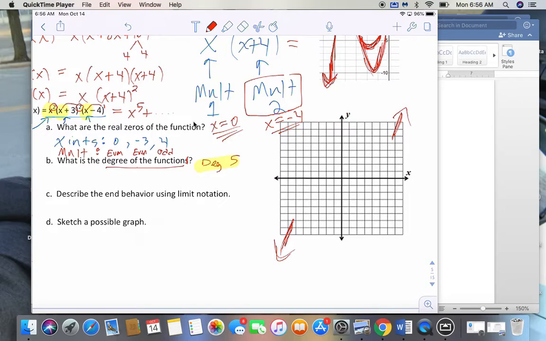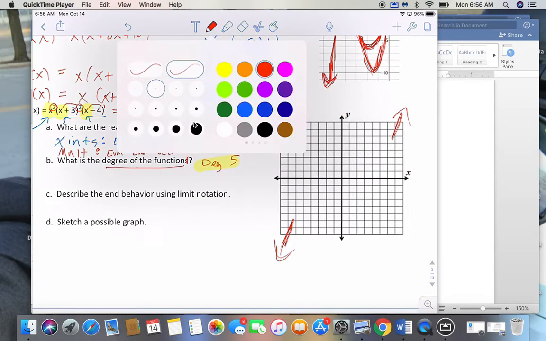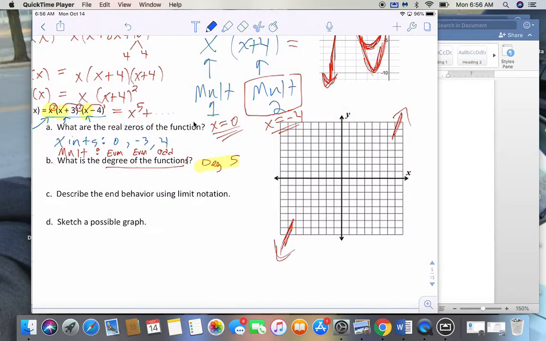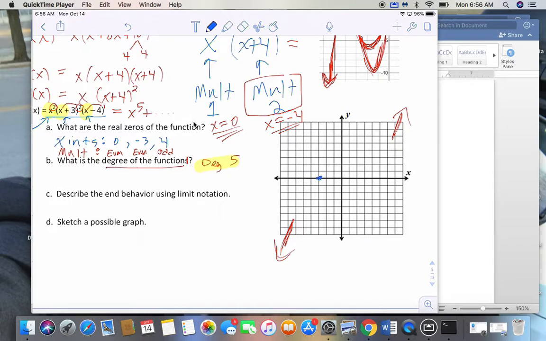know that there's zeros in this function, right? I know where they're at. I'm going to plot them. I know that they're at -3. I know that they're at 0.